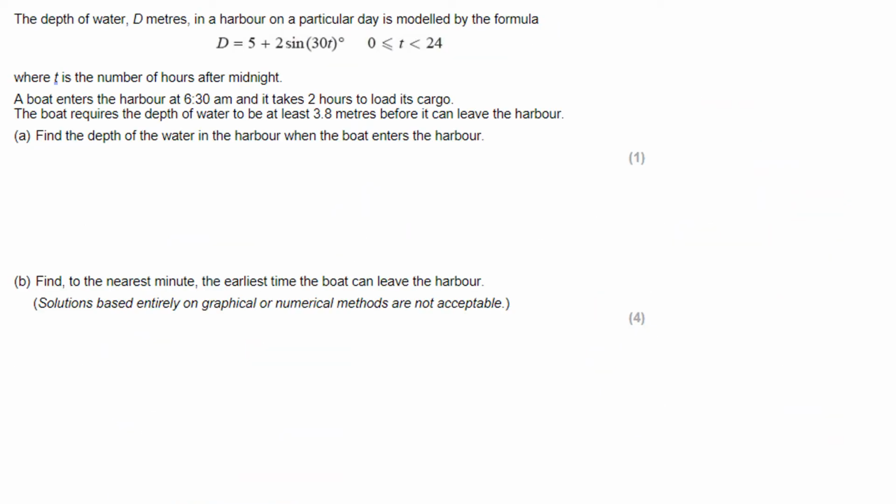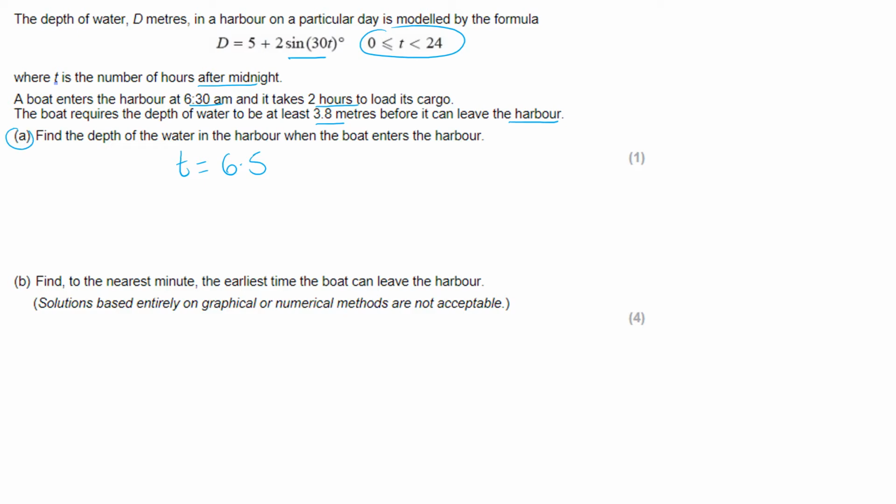This next question uses the sine graph to model the depth of the water in a harbour on a particular day in a 24-hour period, and t is the number of hours after midnight. The boat enters the harbour at 6:30, so that is when t is going to be 6.5. It takes 2 hours to load its cargo, and the boat requires a depth to be at least 3.8 before it can leave the harbour.